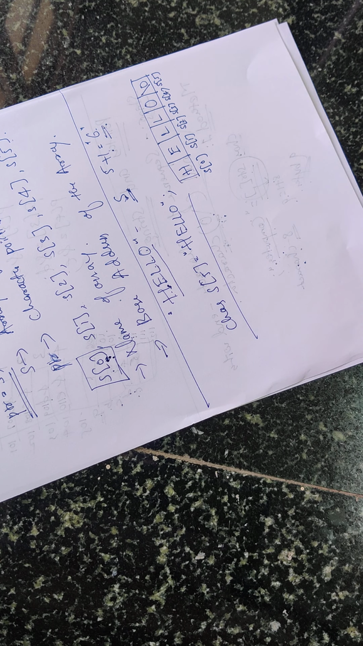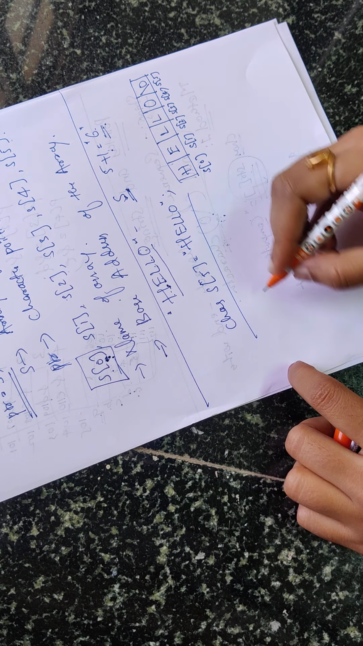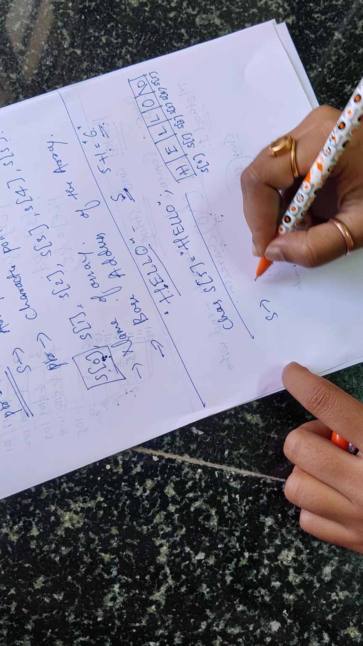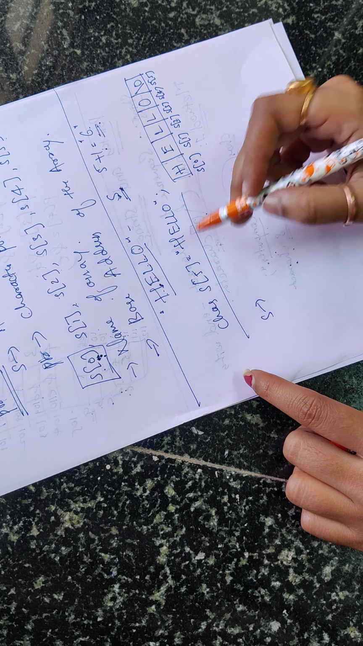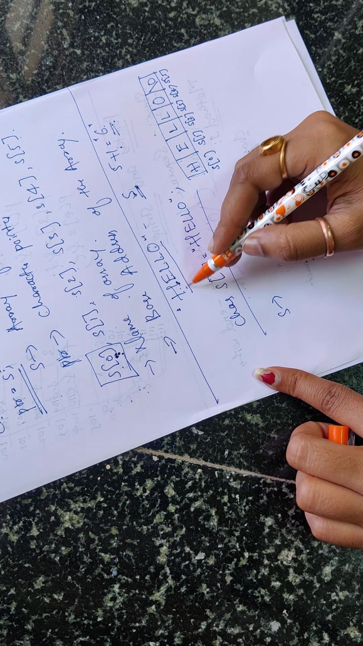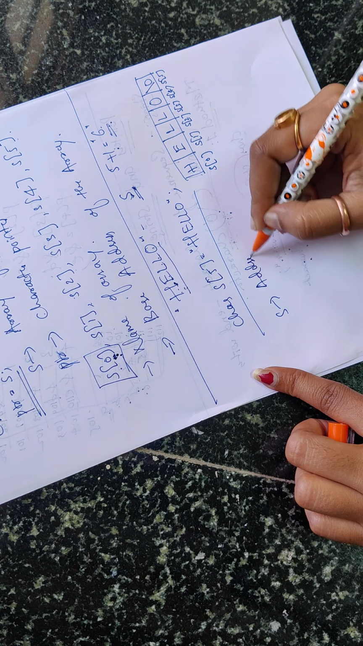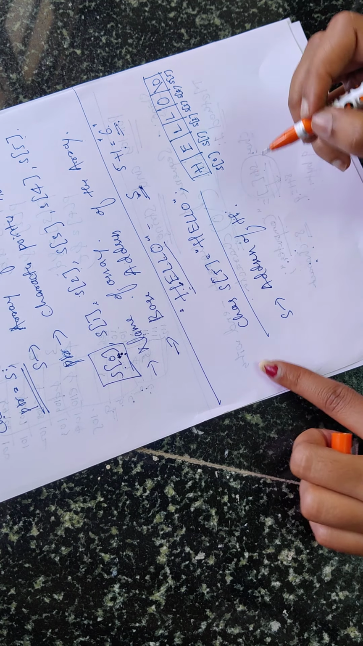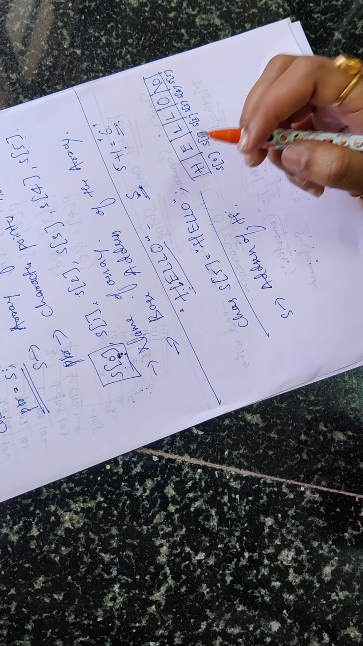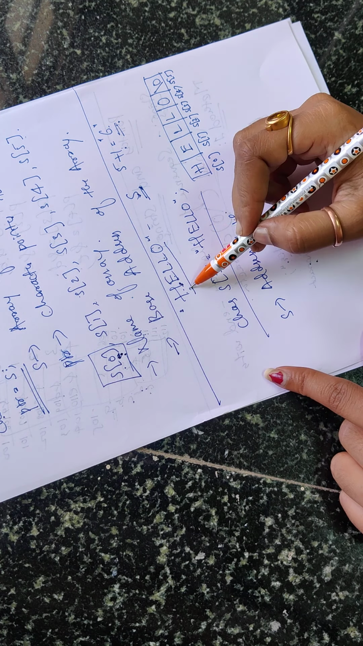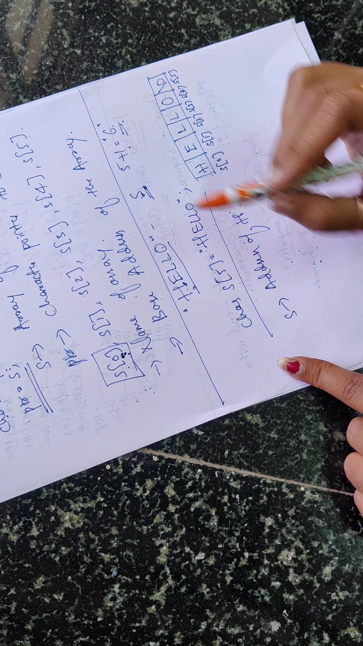So in this example, S will give you the first address, the base address of the array, that means the address of H. That is the very first memory location of your array where H is stored, and that is called the base address of the array.